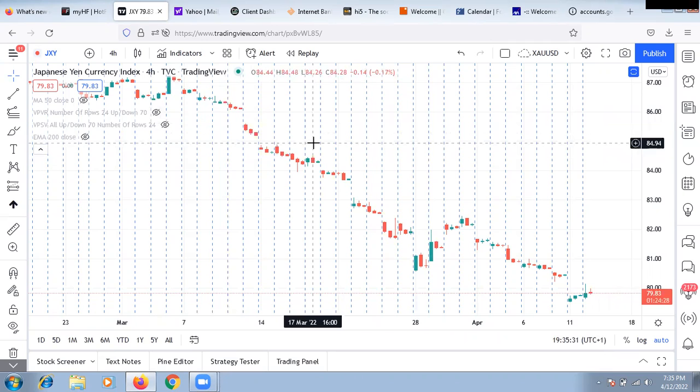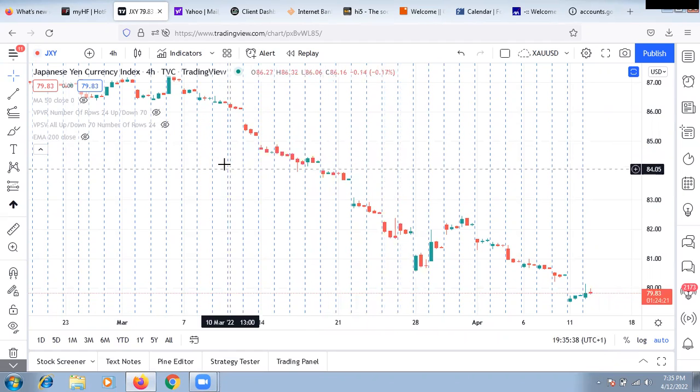I'm just trying to do this short video for you to see what the price is doing. This is the Japanese yen index on the 4-hour time frame.